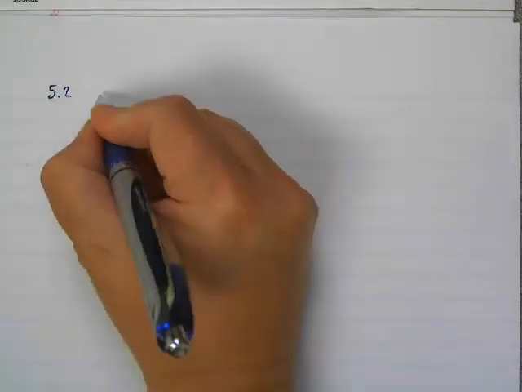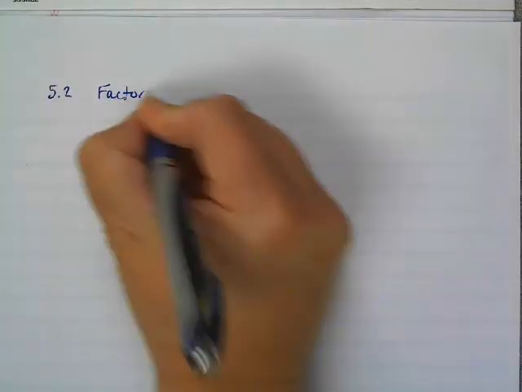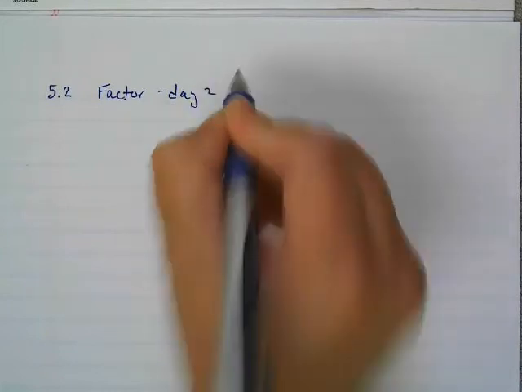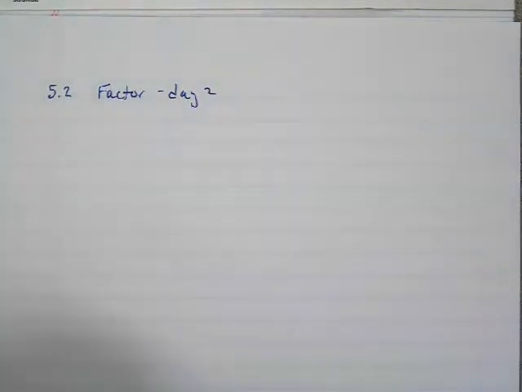Now we're on day 2 of factoring. So if you're labeling notes, this would be as if we were in chapter 5 of the book, section 2, and it's our second day factoring. Up to this point, we've done a couple different types of factoring.